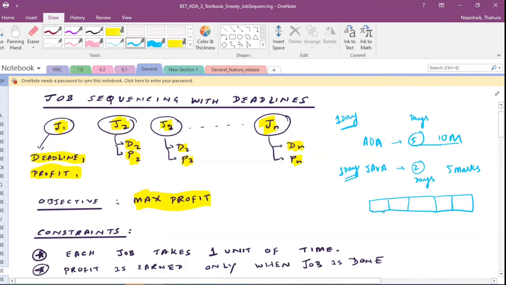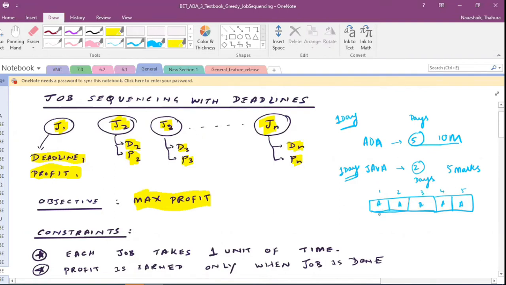Let me visually show you. Say you have 5 days time. What are the possible days you can do ADA? You can do ADA here also. If you start today, you can finish it today. You can do ADA tomorrow also. Any of these days you can do, but max 5 days. You cannot do your ADA assignment on the 6th day. Even if you submit it on the 6th day, you will not get any marks, right? So the max is you can submit your ADA by the 5th day.